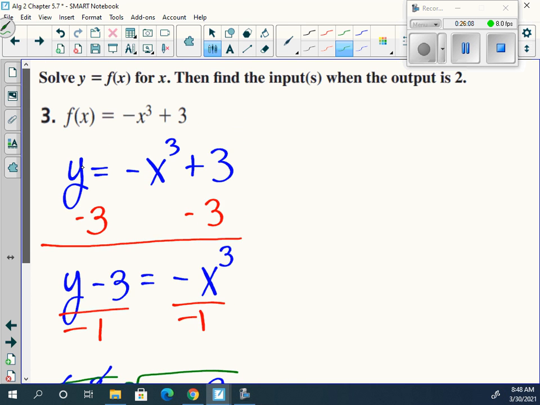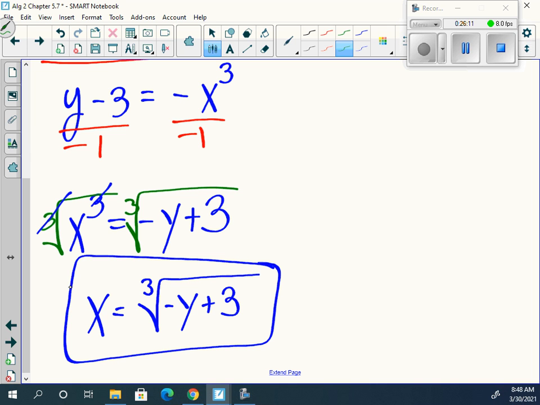Last but not least, we need to find out what the input is when the output is 2.